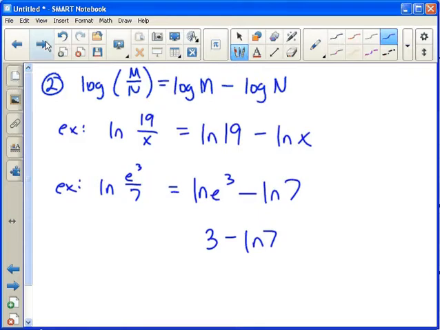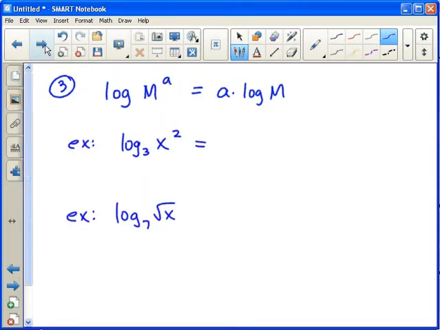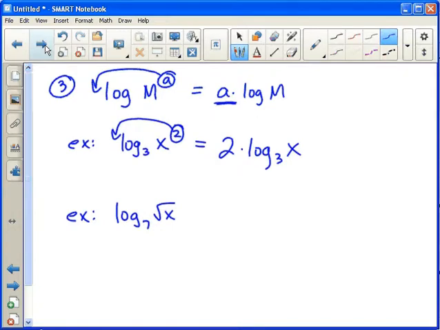Okay, the third property has to do with exponents. It says log of m raised to the a equals a times log of m. So what they're saying you're allowed to do is take an exponent and move it down as a coefficient. And that's what happened here. So if we have log base 3 of x squared, we can take this squared and move it down front and call this 2 times log base 3 of x.